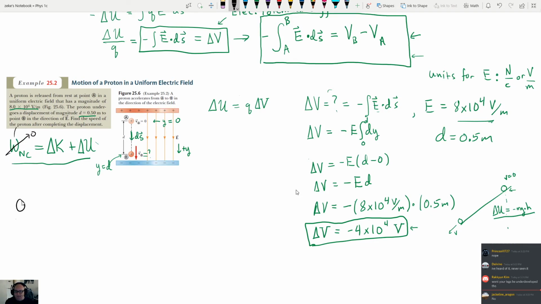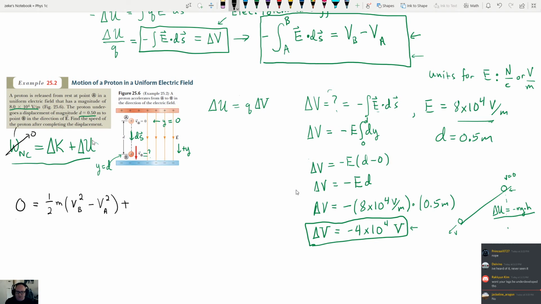So what we have is 0 is equal to the change in kinetic energy, which can be written as 1/2 mass multiplied by, it looks like the problem is using VB and VA. I don't know if you can see that, so we'll use the same kind of notation. The change in kinetic energy of this particle is going to be 1/2 m (vB squared minus vA squared).